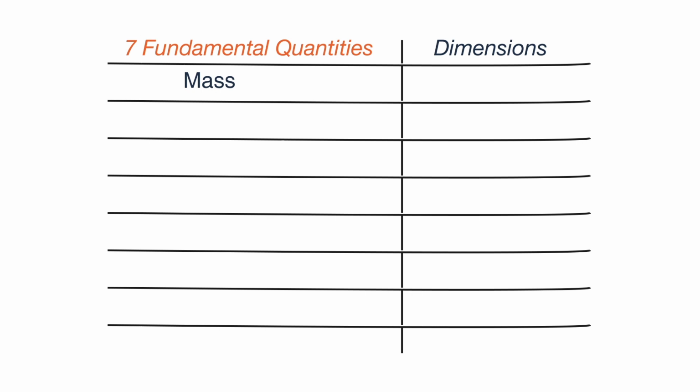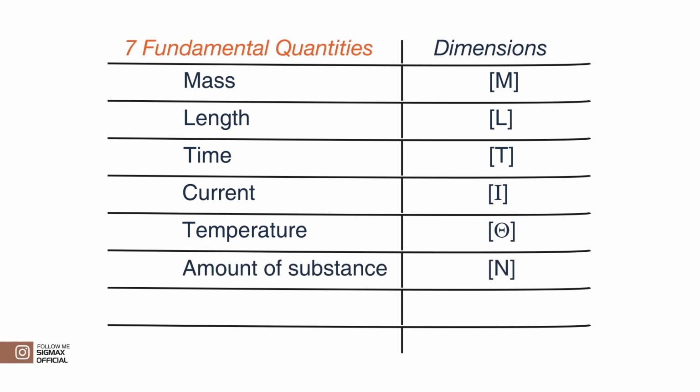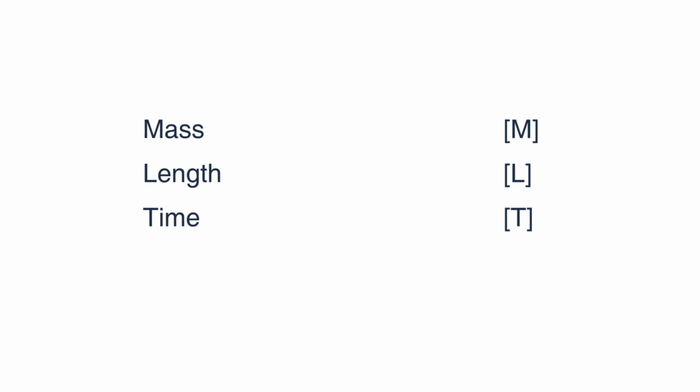The dimension of mass is M. The dimension of length is L. The dimension of time is T. The dimension of current is I. The dimension of temperature is theta. The dimension of amount of substance is N. And the dimension of luminous intensity is J. But among these all, the most important in mechanics are M, L and T, that is the dimension of mass, length and time respectively.